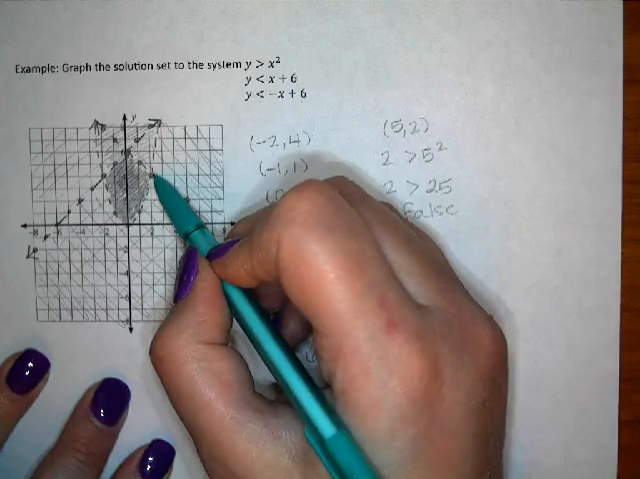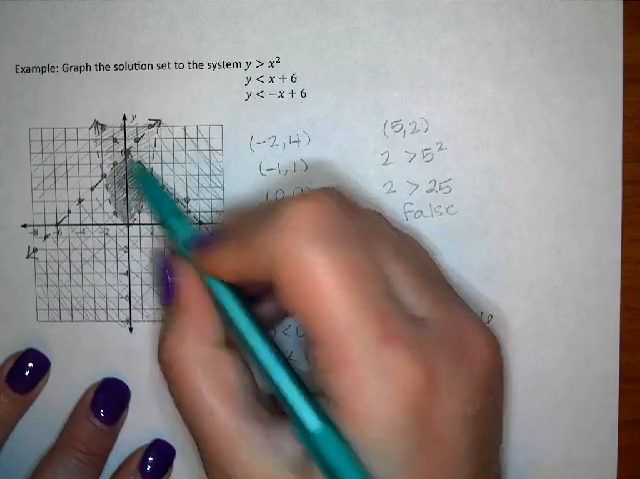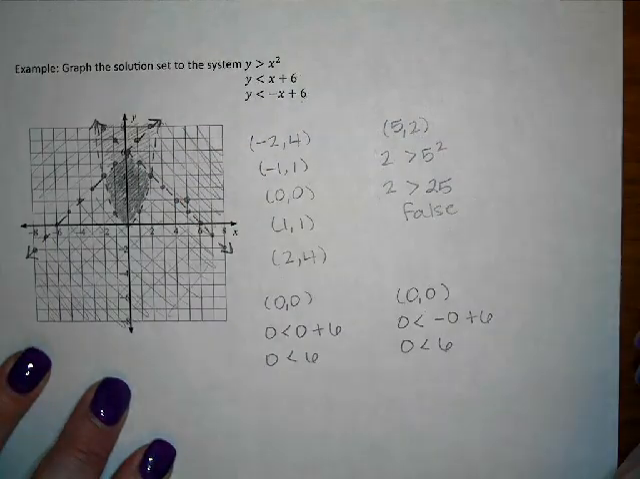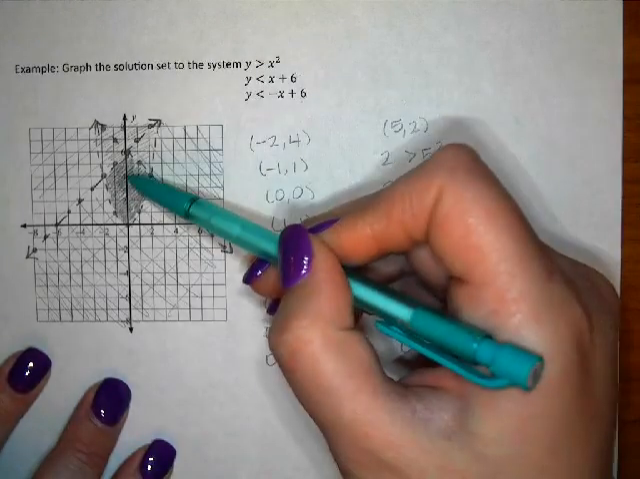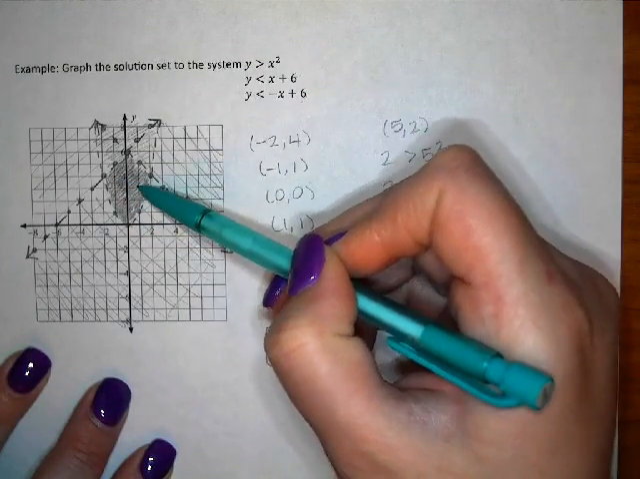So if they wanted to know specific solutions, I could say the point like (0, 4). I could say (1, 2), (1, 3). I could not say (0, 6). I could not say (-2, 4). Those are not solutions.